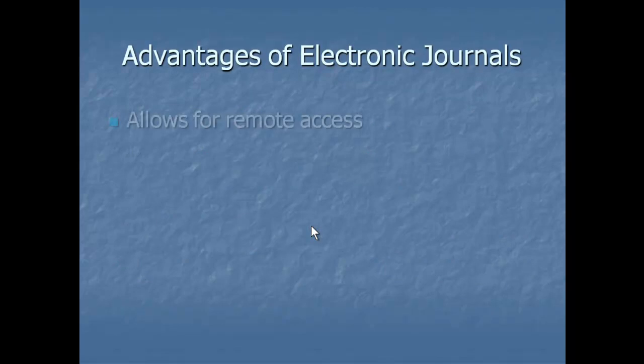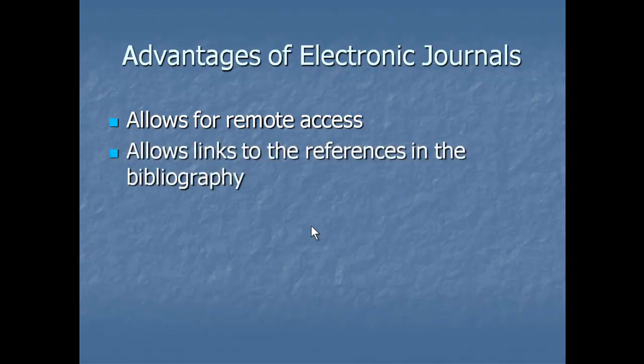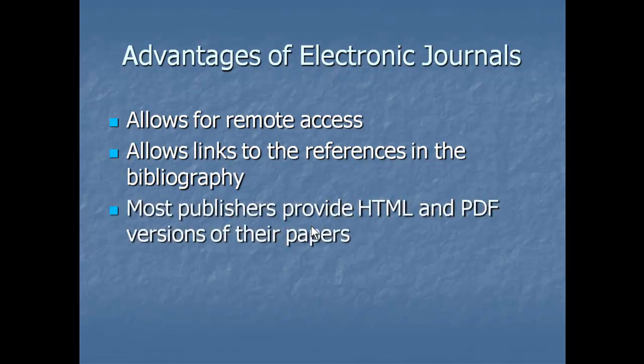The advantage of electronic journals and electronic resources in general is that it allows for remote access. Years ago, you had to come to a building called the library to do your research, but now you can do research from your laptop, iPad, or smartphone. Okay, they allow links to references in the bibliography, and there are usually both HTML and PDF versions of their papers.